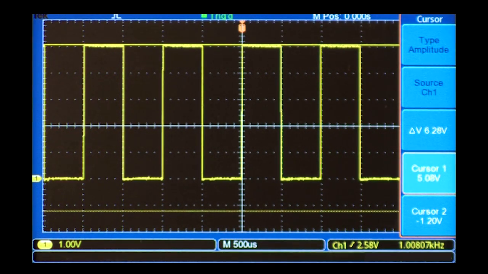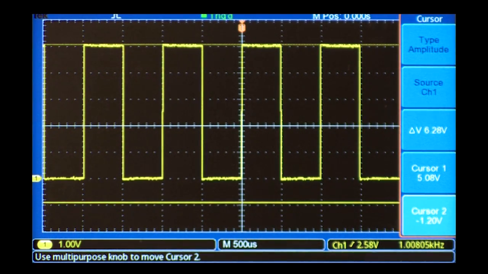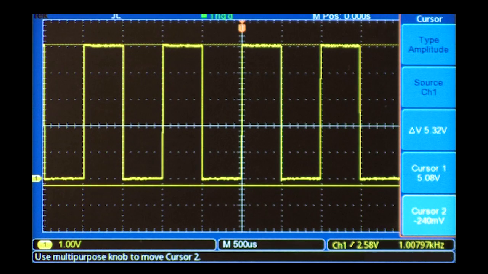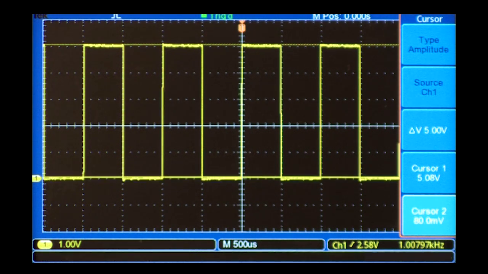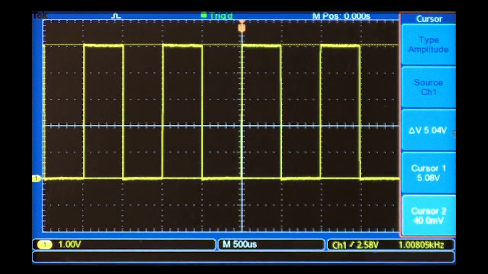I'll set the first one to the highest point of the waveform. Next, I'll position the second cursor on the lowest point. The delta V measurement shows the voltage difference between the cursors. In this case, it's the 5 volts peak-to-peak voltage of the signal.